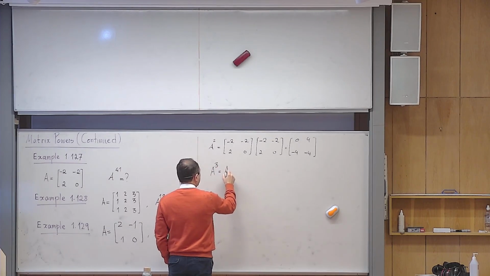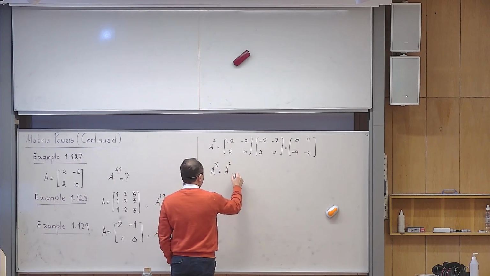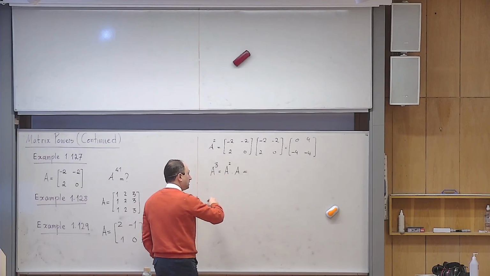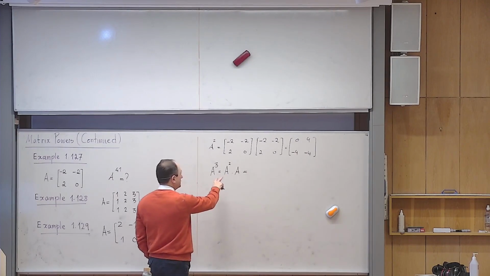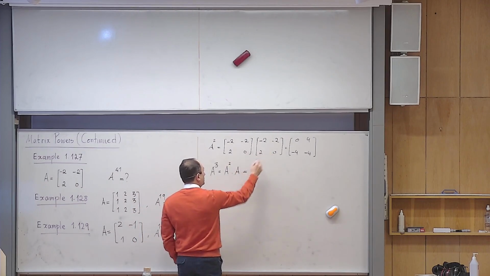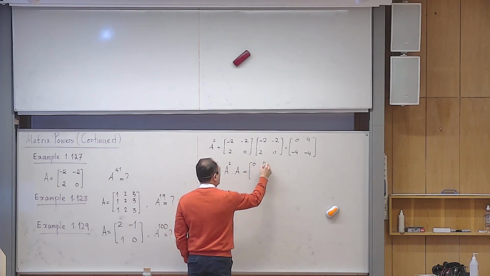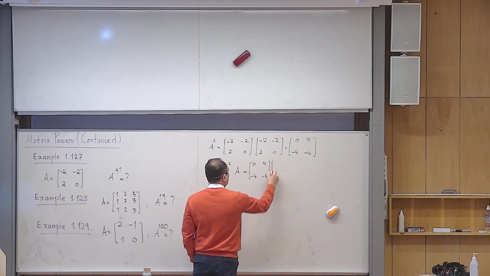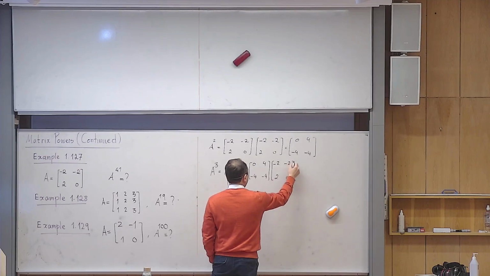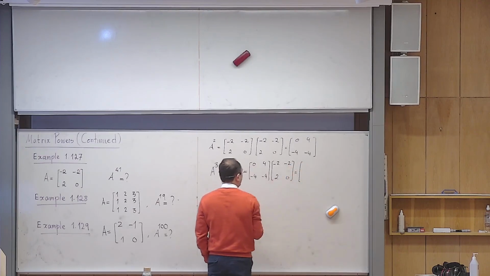The next one, for example, I can interpret as A squared times A, or as A times A squared. It is important in general, but we realize it doesn't matter for powers of one single matrix. So A squared is that matrix, 0, 4, -4, and -4, and then I multiply it by -2, -2, and 2 and 0. I don't know, hopefully this will work.